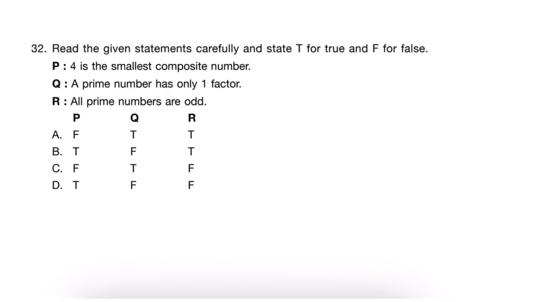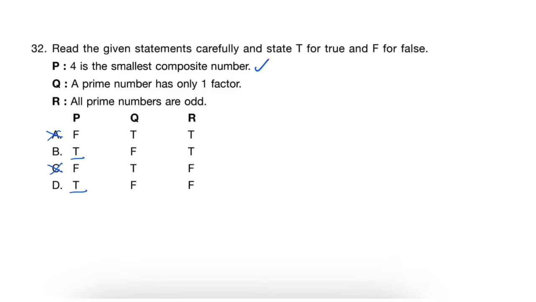Question 32. Read the given statements carefully and state T for true and F for false. P. 4 is the smallest composite number. Q. A prime number has only one factor. R. All prime numbers are odd. P. 4 is the smallest composite number. It is true. Options A and C will not be the answer.